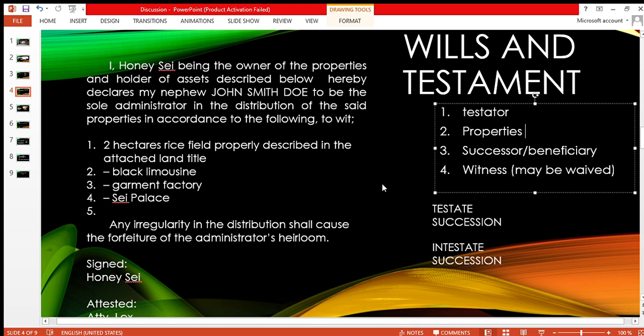It doesn't mean, however, class, that a healthy person cannot make a will and testament. Anybody who has properties to distribute may execute a will and testament. A will and testament is a written instrument which states or enumerates or gives details as to how properties shall be distributed to the heirs.